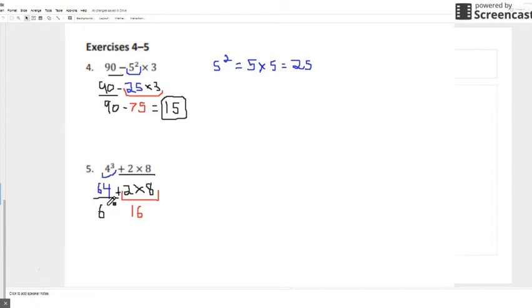So I go ahead and I rewrite it. And now I go ahead and I do the addition. You could do the final step underneath, or you can do it on the side, perfectly fine. And of course, 6 plus 4 is 10, carry the 1. 1 plus 6 is 7, plus 1 is 8. So of course, the final answer here is 80.